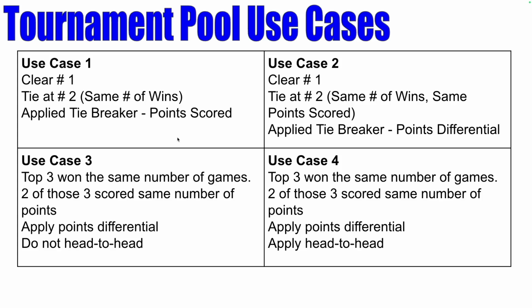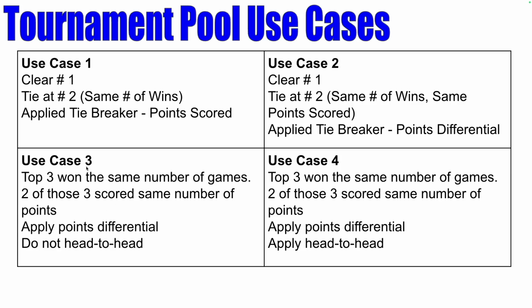Now, a couple of other use cases are around when you do not have a clear number one winner, and for number two you have the top three winning the same number of games. What do you do then? How do you select the top two? Now, two of those three scored the same number of points, so you cannot use points scored either. You can apply points differential. However, at times we might want to apply the head to head as well.